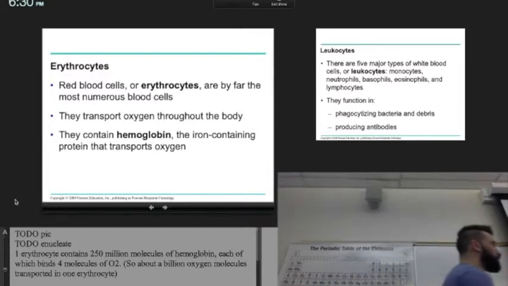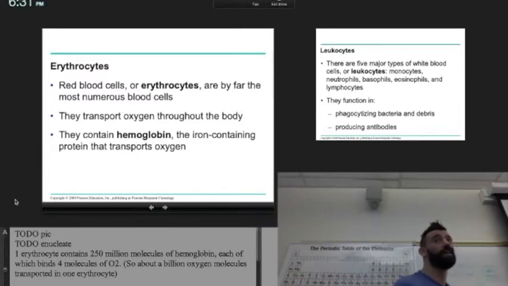A single erythrocyte can accommodate, I think it's like 250 million, is that right? Yeah, 250 million molecules of hemoglobin. Each molecule of hemoglobin can accommodate 4 oxygen molecules. So a single erythrocyte can house 1 billion oxygen molecules. So that's a lot of oxygen per erythrocyte. There's a lot of erythrocytes. So hemoglobin is that pigmented molecule that we were talking about.